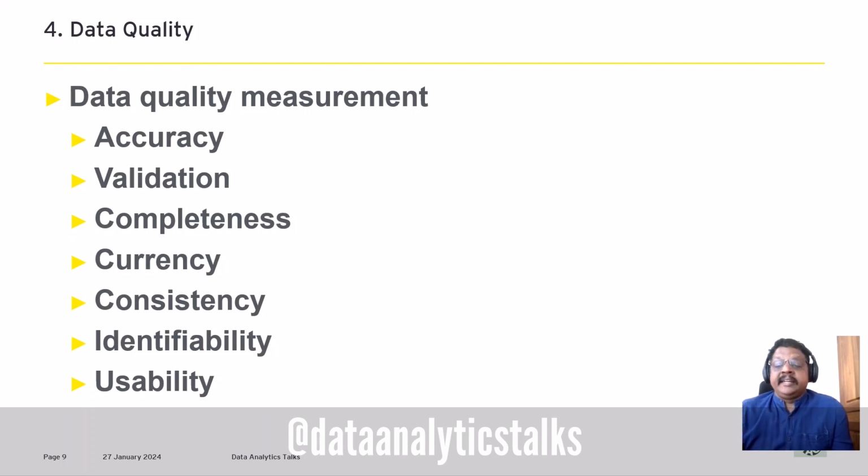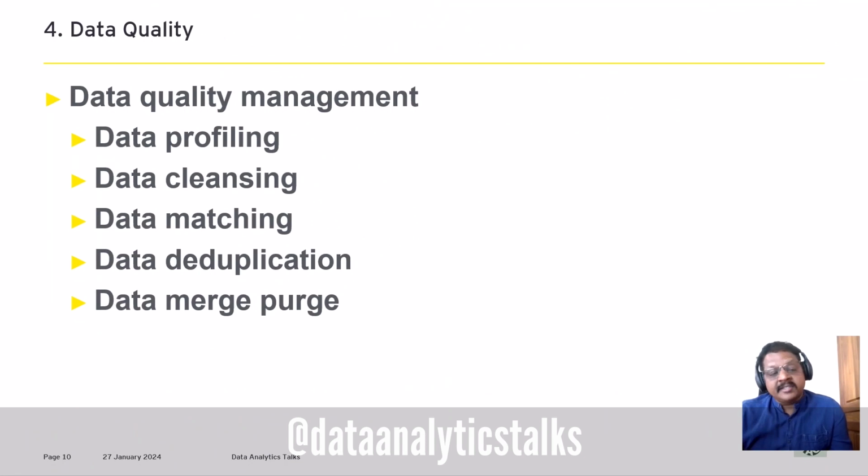In terms of accuracy, data depicts reality and truth. In terms of validation, data is present in the correct pattern and format and belongs to the correct domain. In terms of completeness, data is as comprehensive as needed. In terms of consistency, data is the same in terms of meaning as well as representation across different data sources. Then identifiability means data represents unique identities and does not contain duplicates. Then usability is that data is present in a format that is understandable by those who intend to use it. So data quality is one of the key principles under data management.